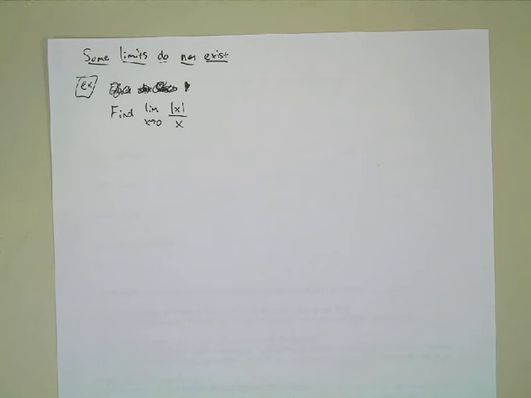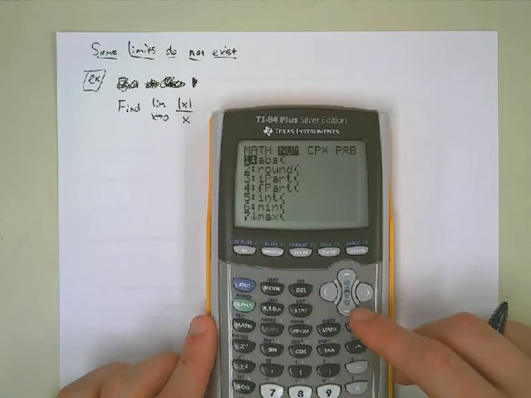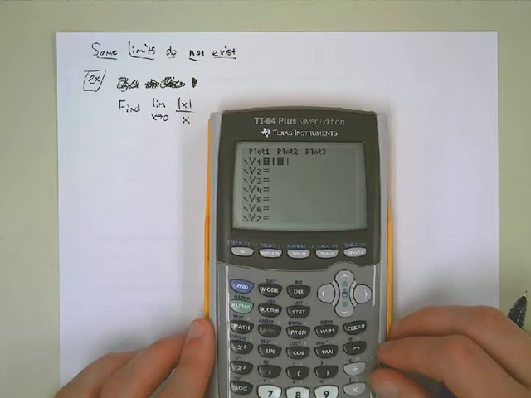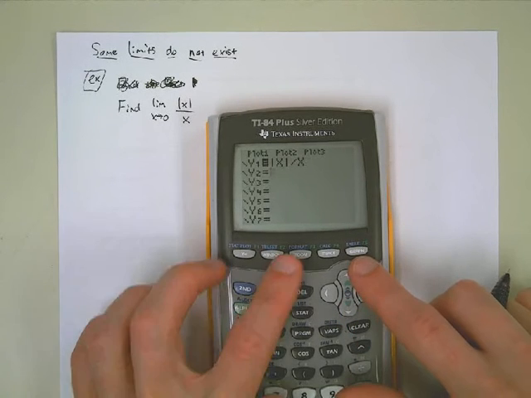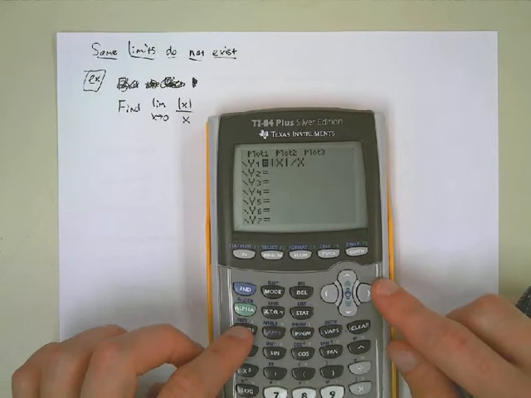Now, do we know where the absolute value command is? It's the math button on your calculator, and over to num, and it's abs. Because my calculator has pretty type, it actually puts in little absolute value symbols in there, so it's kind of nice. Okay, so graph that. Math, num, abs.